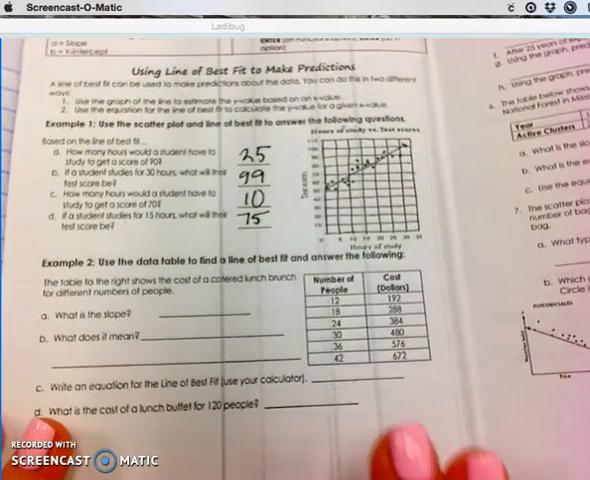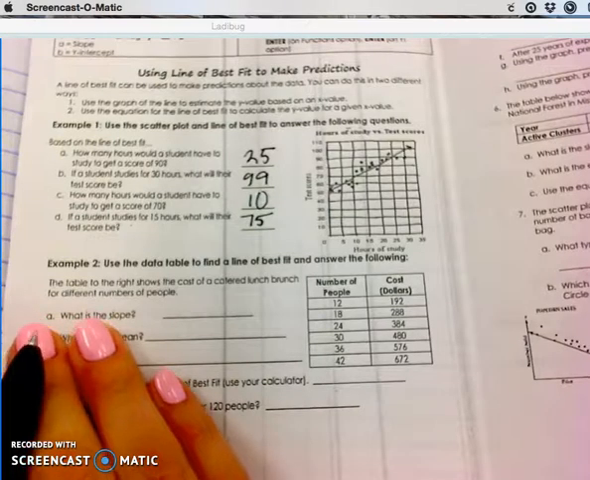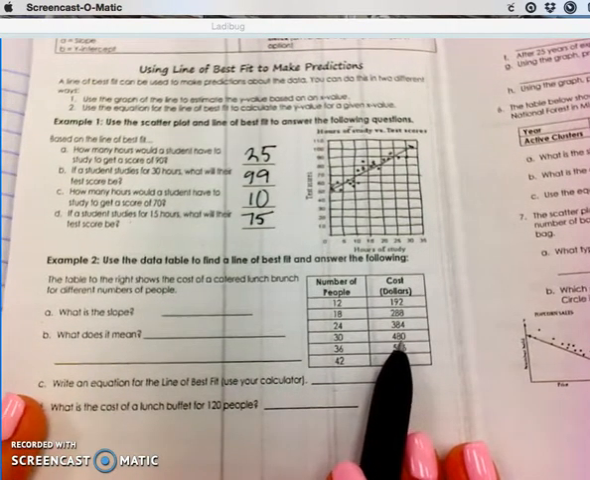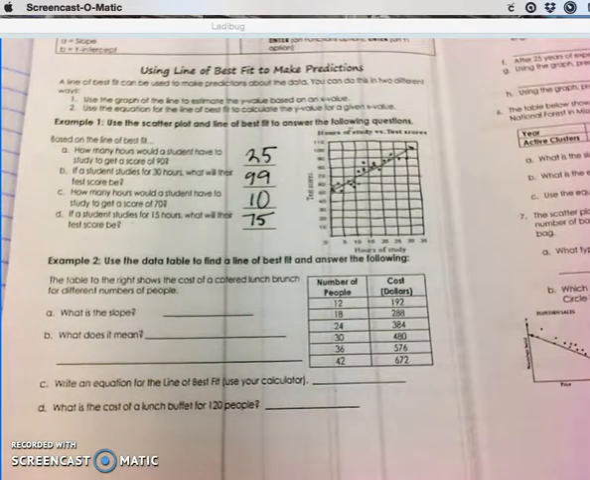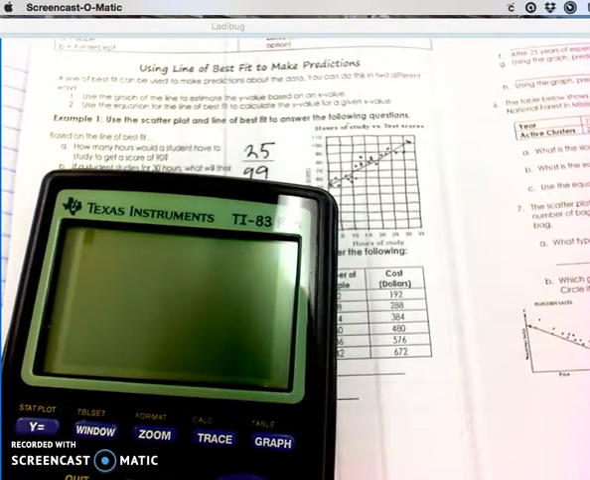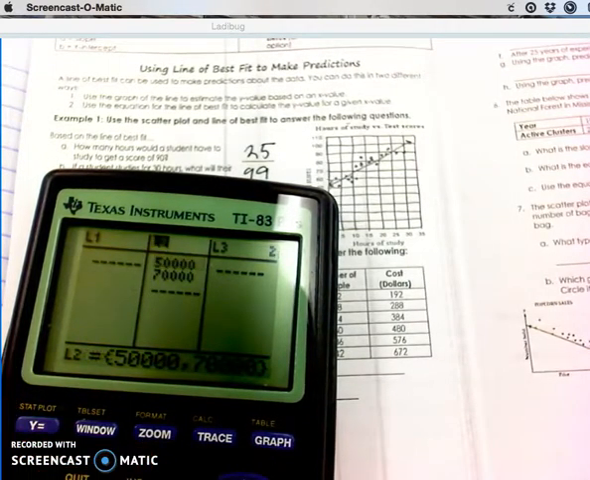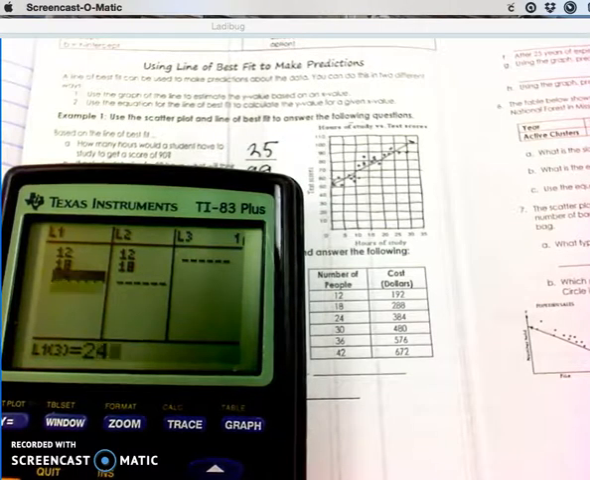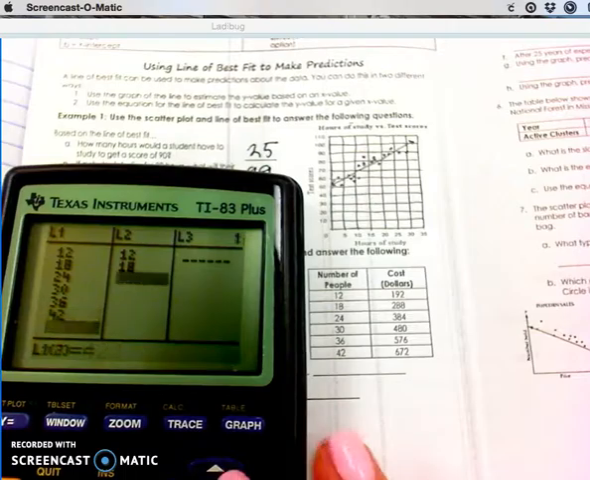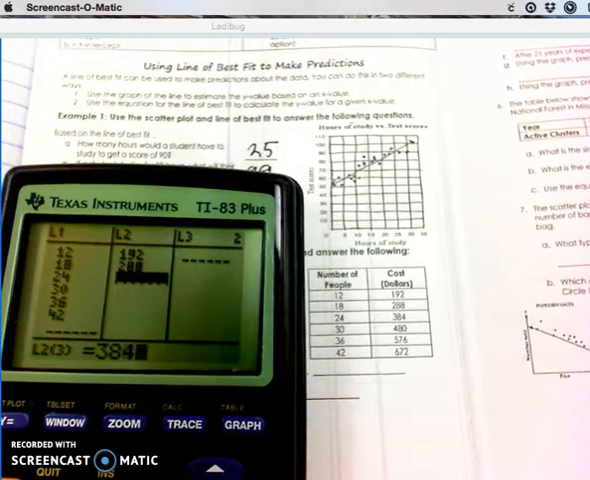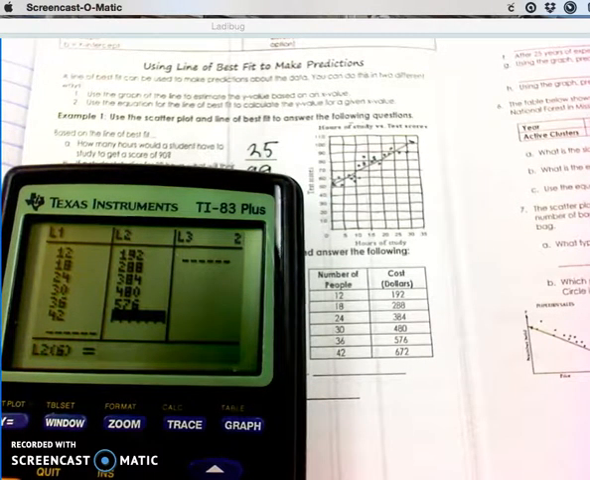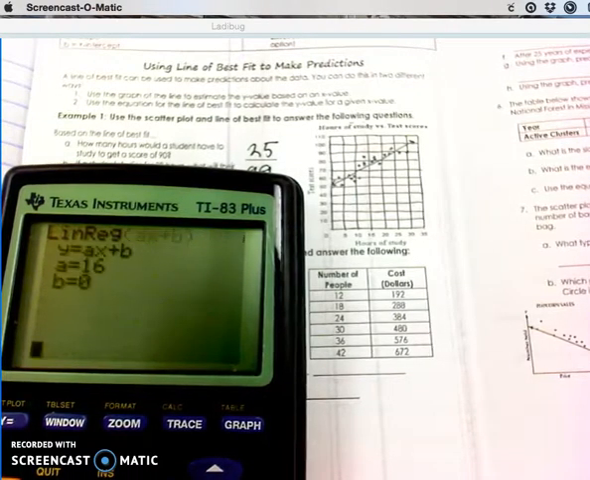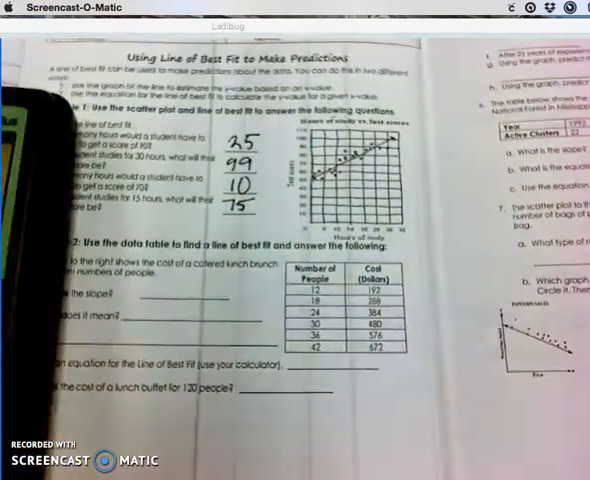So now we're using our data in this table to answer the questions. This is talking about the cost of a catered lunch brunch for different numbers of people. Well, what's the slope? You can do this in the calculator. So we're going to put it into your calculator, into the stat, enter, and I clear out my values. 12, 18, 24, 30, 36, 42, and then 192, 288, 384, 480, 576, 672. Okay? And we're going over to calc. Stat, calc, 4, enter. And the slope, we know that that A is the same as the M, so our slope is 16.